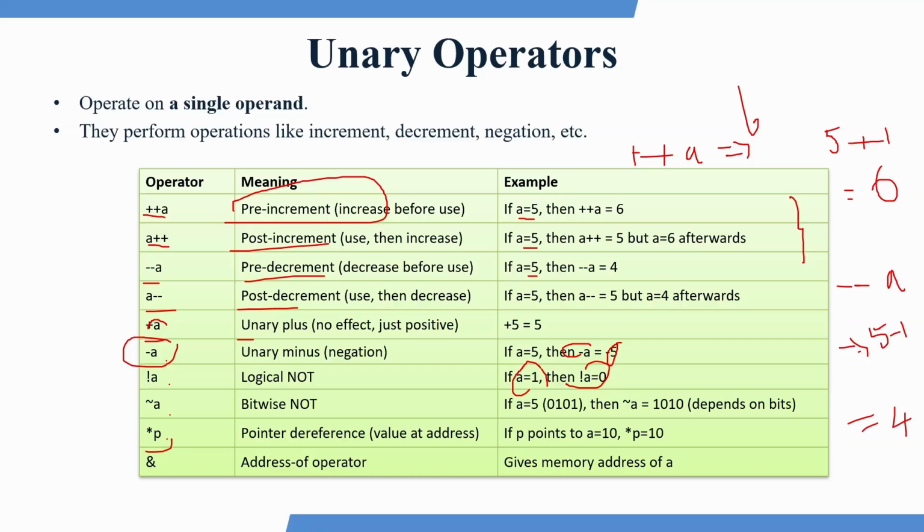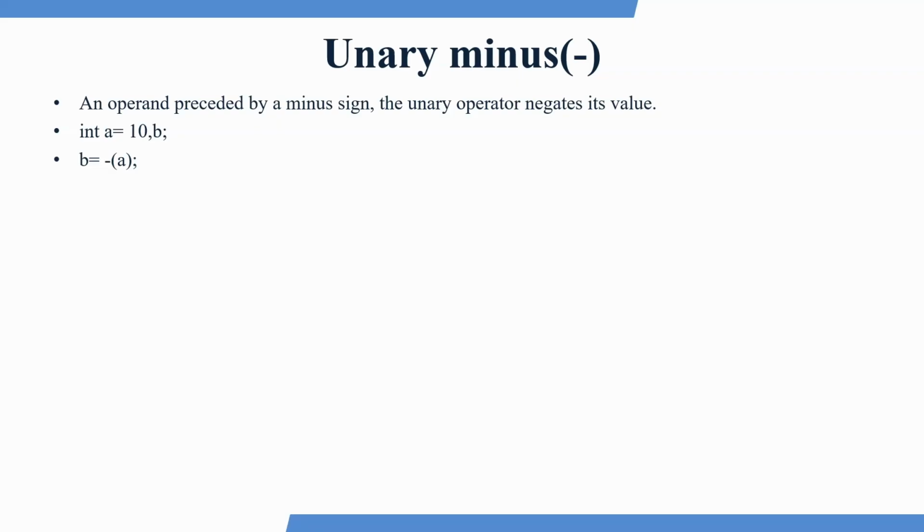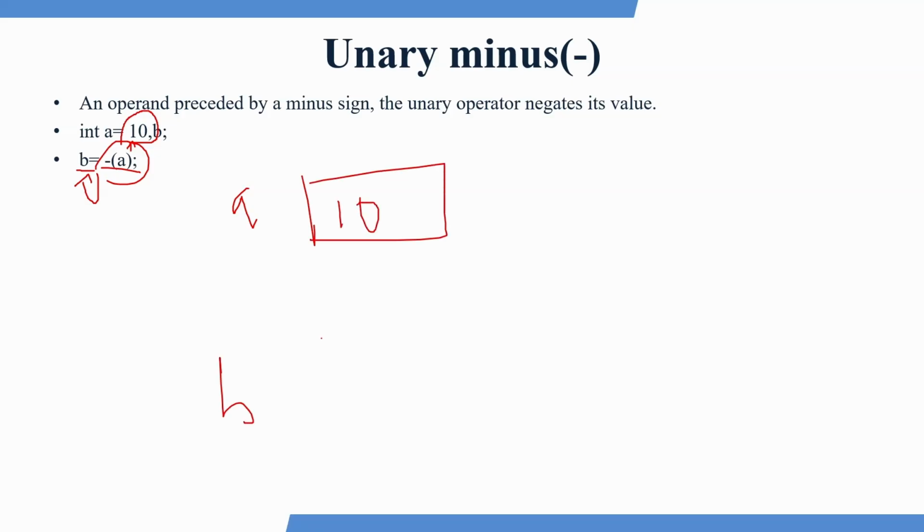This star p is a pointer dereference operator, which is used to access the value at the mentioned address, and address of means it will give the memory address of that particular variable. This is unary minus. Like I said earlier, if I assign b equal to minus a, then the value stored in a, 10, is changed to minus 10 and stored in b. A will still have the positive value 10 but b will have the negative value minus 10.